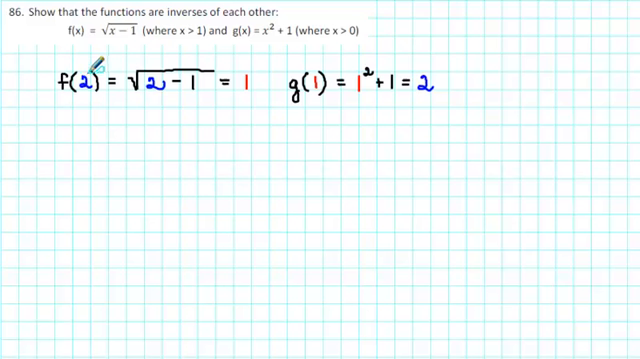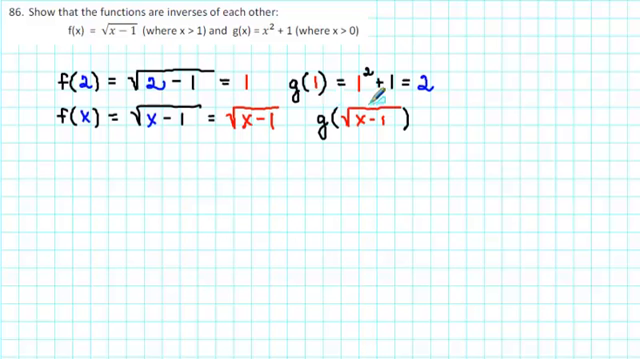But it's not enough just to show that g undoes f for one value of x. We need to show that g undoes f for any number x that we pick which is greater than 1. So rather than starting off with a particular value of x like 2, we just start off with an arbitrary value of x that is bigger than 1. We get the square root of x minus 1. So now we apply g to the square root of x minus 1, and we check to see if we get back to the original x that we started with.